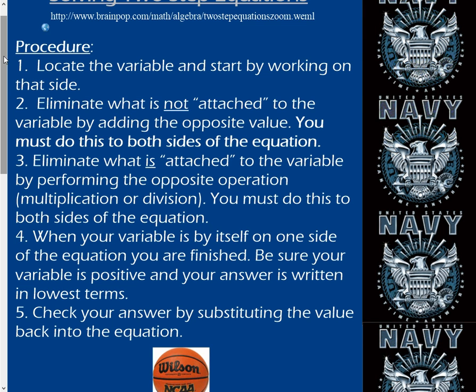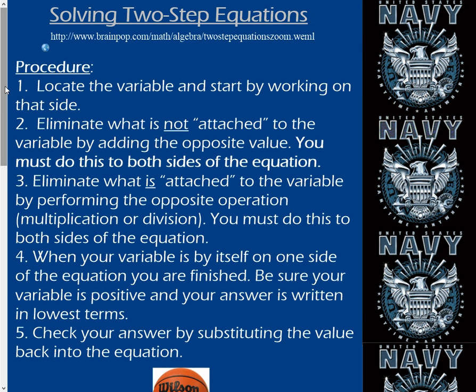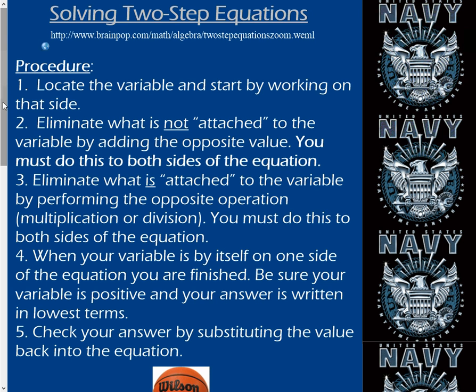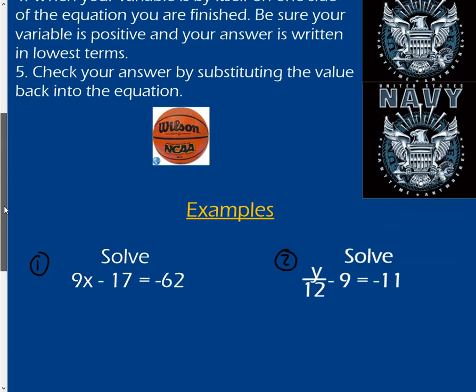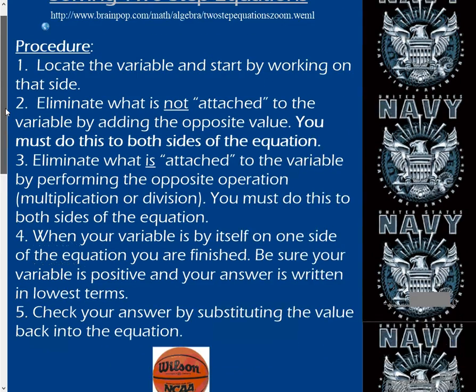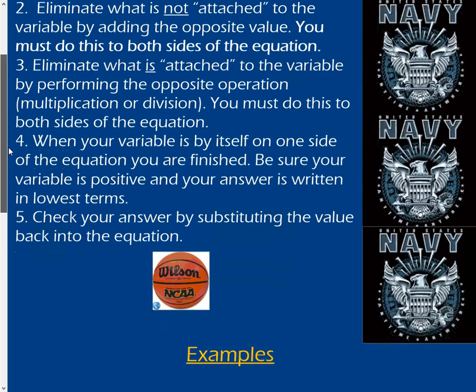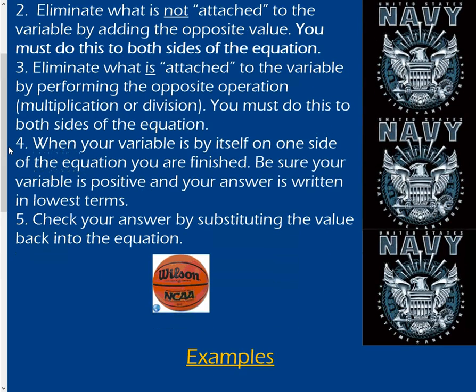All right. Procedure. First step, locate the variable and start by working on that side, just like we did with one-step equations. So in example 1, our variable is on the left side. We're going to work on the left side first. Step 2, eliminate what is not attached to the variable by adding the opposite value. You must do this to both sides of the equation.